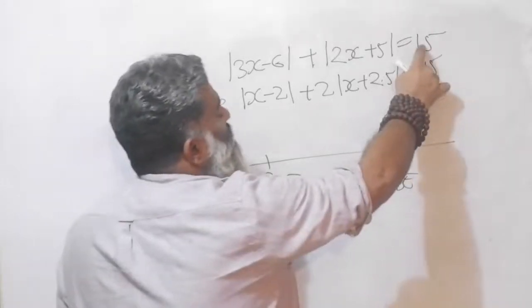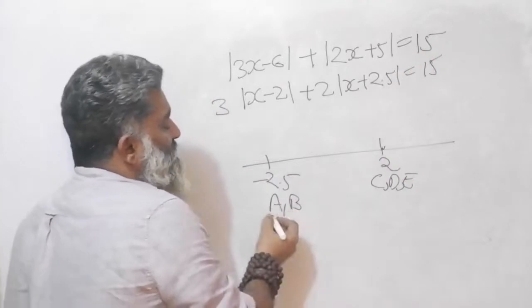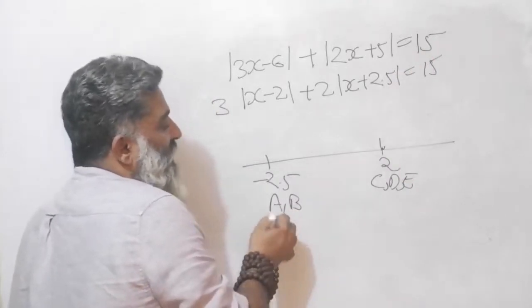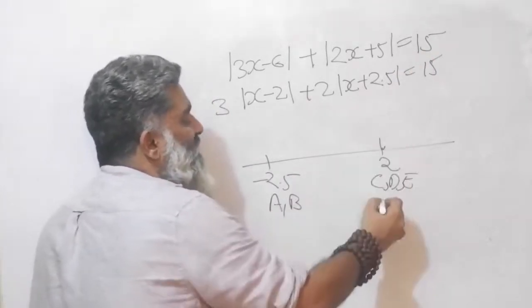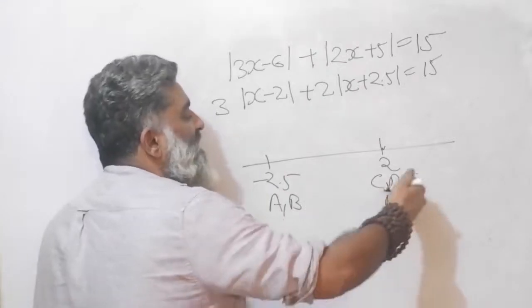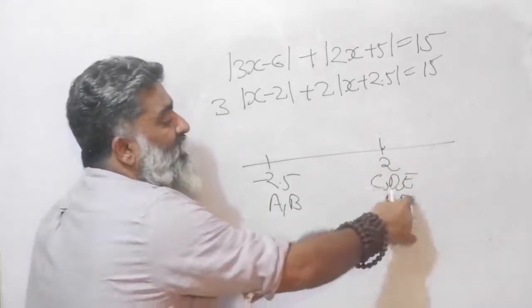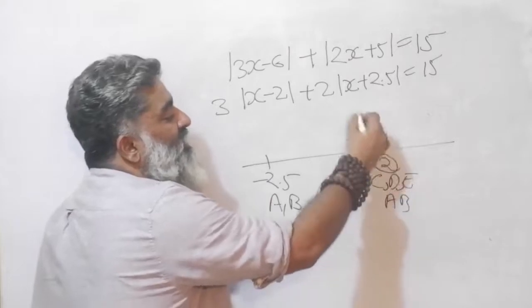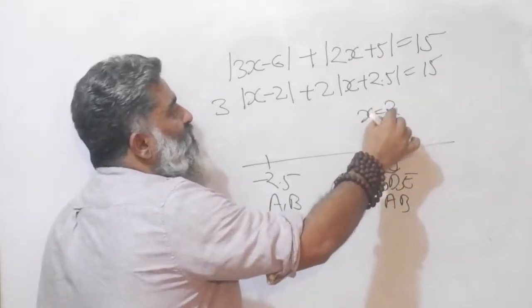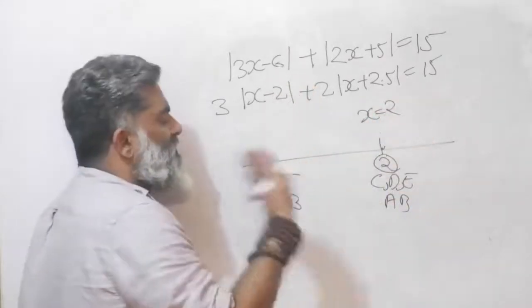And I want the sum to be 15. What should I do? First of all, obviously I should try and see what happens when I move everyone here. A, B and C, D, E are here. C, D, E live here only. What I can also do, by the way, is say x is equal to 2, put it here quickly, get it out.